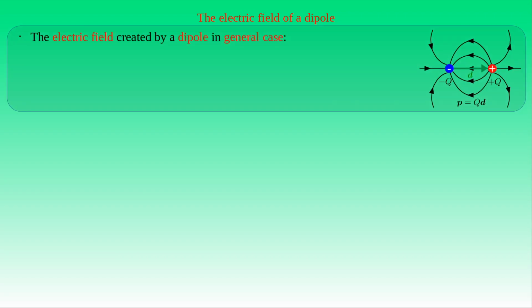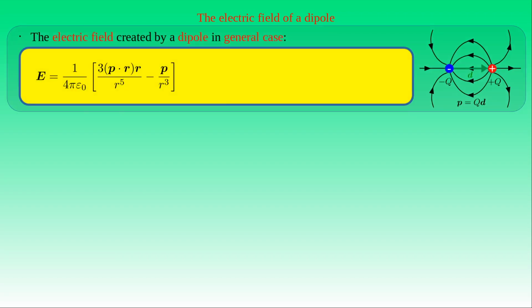Therefore, the electric field E created by a dipole with the dipole moment p in the position r is given by 1 over 4 pi times epsilon naught, times 3 times the scalar product of the dipole moment p and the position vector r times the vector r over r to the 5, minus the dipole moment p over r cubed. Since this formula is linear in the dipole moment p, which is proportional to the charge q, the electric field strength of the dipole is directly proportional to its charge.